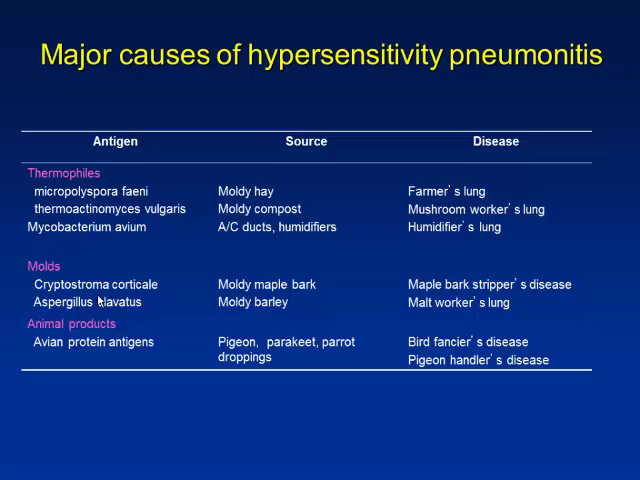There are many causes of HP. The major causes you can split up by type of antigen. You could do it this way: thermophiles, and the source would be, like I said before, moldy hay or grains that are decaying, and some of those diseases are on the right: farmer's lung, mushroom worker's lung, humidifier lung. Certain types of molds can do it, and certain types of animal products, as we discussed.